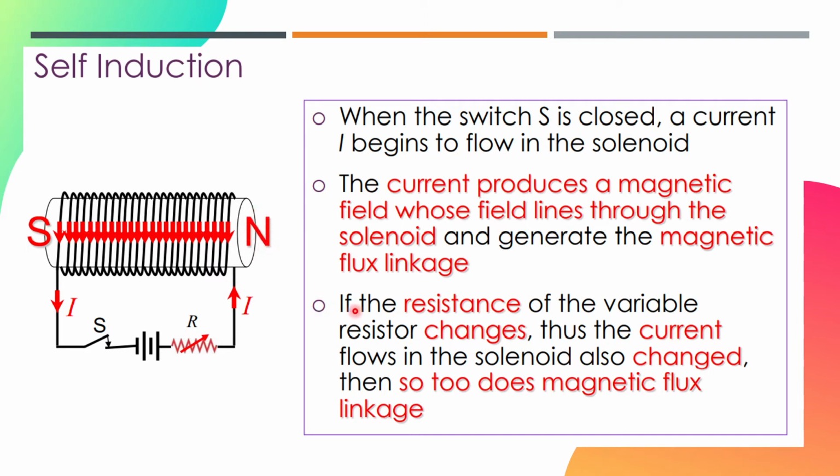Okay, so if the resistance of the variable resistor changes, look at here, we have the variable resistor here. So when we try to change the resistance in the circuit, the current that flows in the solenoid also changes. Okay, so what happens when the current in the solenoid changes? Then the magnetic flux linkage in the solenoid also changes.